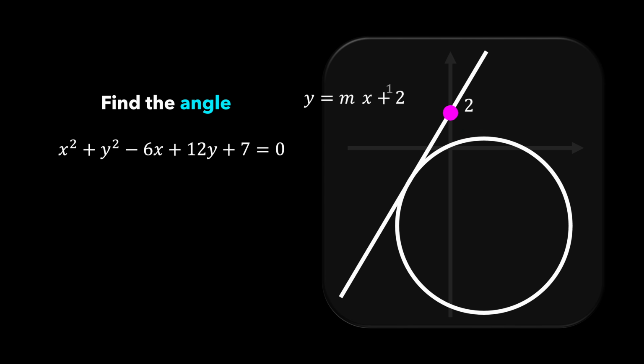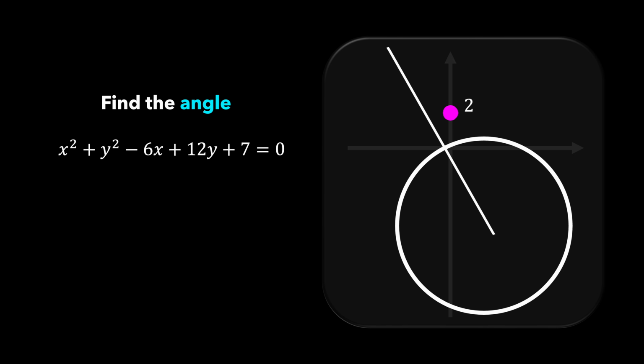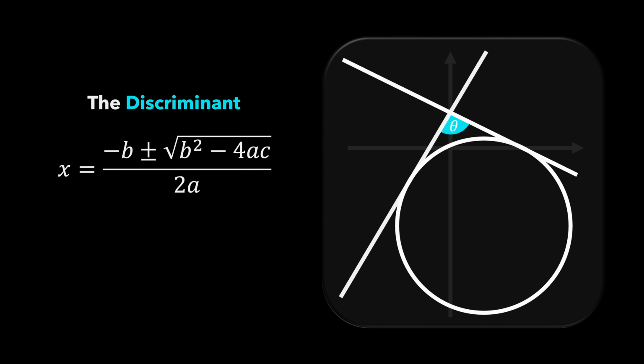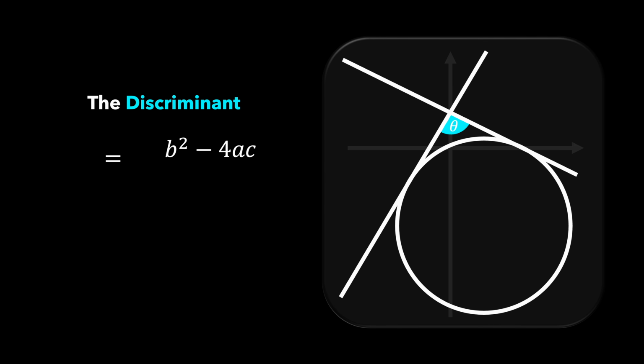Our objective is to find the specific gradient values that result in the line intersecting the circle at exactly one point. To achieve this, we will use a mathematical tool known as the discriminant. The discriminant is derived from the quadratic formula and helps us determine the number of roots a quadratic equation will have. When a line intersects a circle at exactly one point, the discriminant of the resulting quadratic equation equals 0. This condition ensures that the quadratic equation yields a single solution.